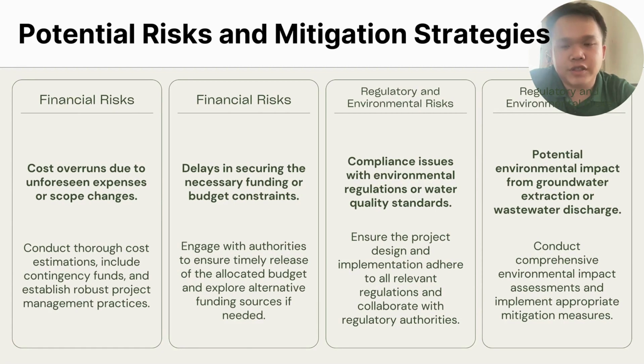So now I will proceed to the third part of the potential risk, that is the financial risk. So the financial risk will be the cost overrun due to unforeseen expenses or scope change. Besides that, it also has a delay in securing the necessary funds or budget constraints. So in this mitigation strategy, we can conduct thorough cost estimation, include contingency funds, and establish robust project management practice. Besides that, we can engage with authorities to ensure timely release of the allocated budget and explore alternative funding sources if needed.